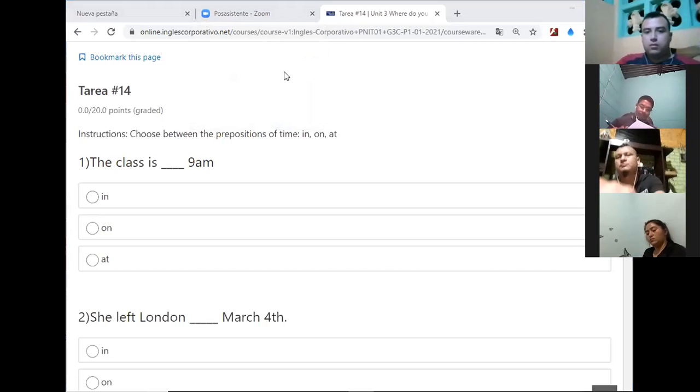No saben lo chistoso que me acaba de pasar. Tengo la campanita aquí a la par de la computadora y tengo el mouse. Y en lugar de agarrar el mouse, la campanita estaba moviendo. Ok. A veces cuando uno deja el teléfono a la par, ¿verdad? Bueno, aquí está. Yes.